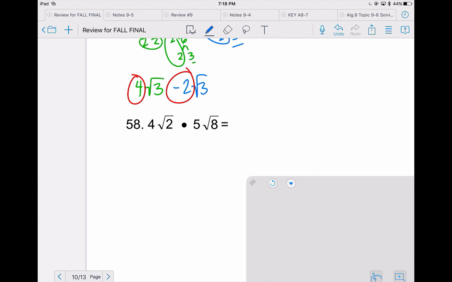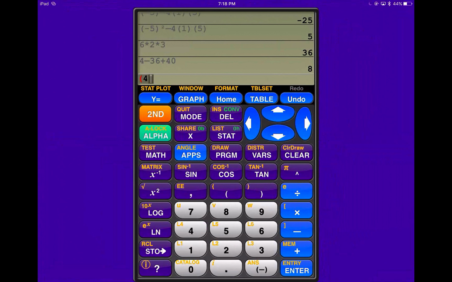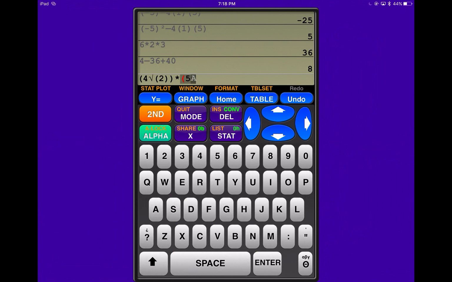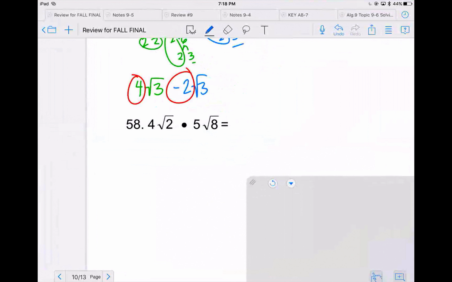Anytime I see multiplication, I'm going to put it in my calculator first to make sure it won't work out nicely. So 4 times the square root of 2 times 5 square root of 8. And I get 80. So all I had to do with that one is put it into the calculator.